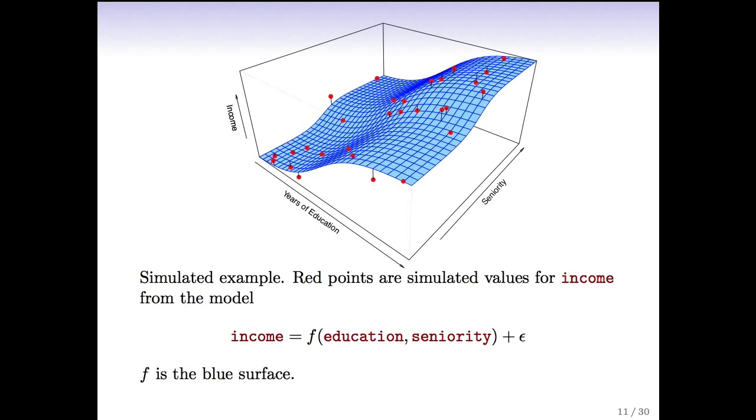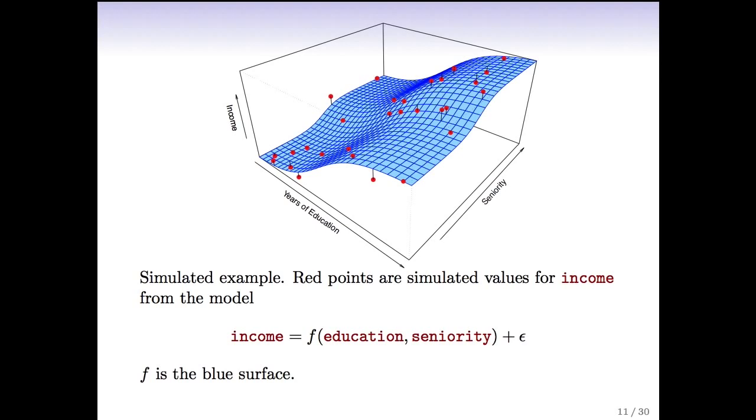Here's a two-dimensional example. Again, seniority, years of education, and income. And this is simulated data, and so the blue surface is actually showing you the true function from which the data was simulated with errors. We can see the errors aren't big. Each of those data points comes from a particular pair of years of education and seniority with some error. And the little line segments in the data points show you the error. Okay? So we can write that as income is a function of education and seniority plus some error.